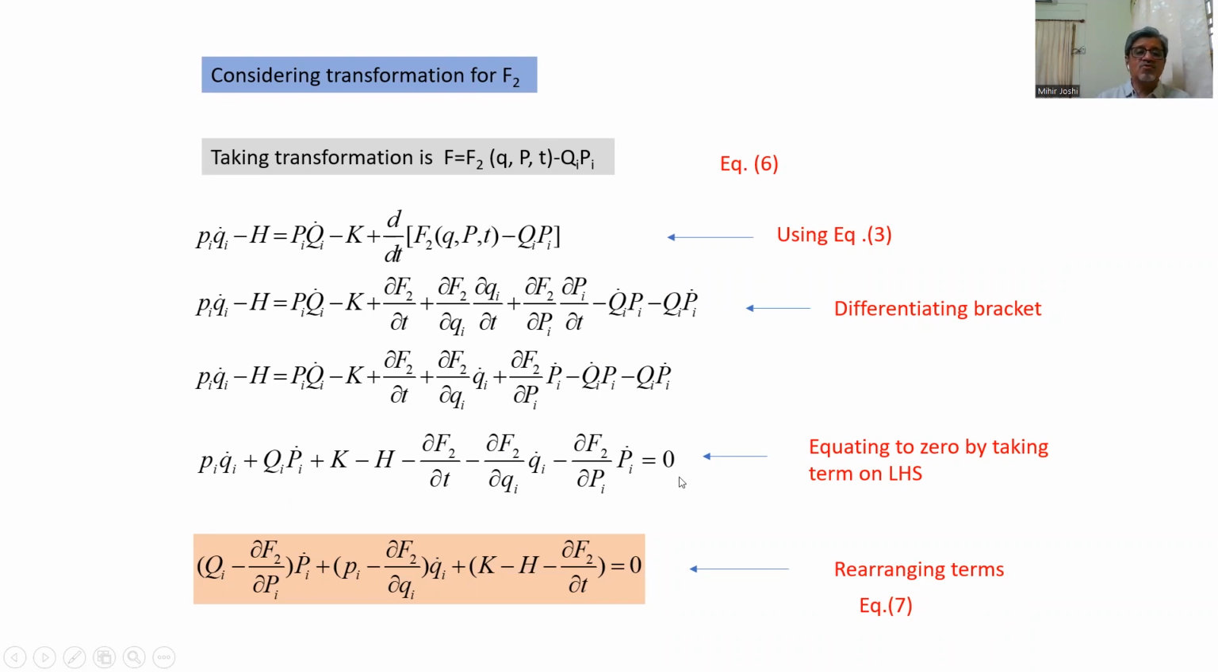Now we have equated to 0, and now again segregate in form of brackets. So the variable coefficients are p dot I, and the first bracket is qi minus del f2 by del pi. The second bracket is coefficient is small qi, and the quantity in the bracket is pi minus del f2 by del qi, and the last bracket is having minus k minus h del f2 by del t equal to 0. And rearranging the things, we obtain equation number 7.